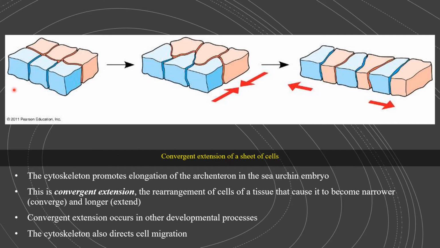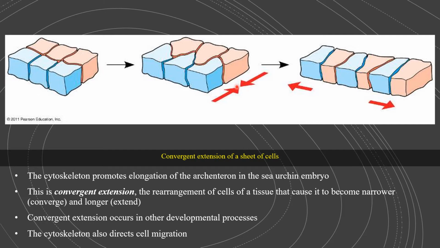Okay, so from a short type of cell, what happens is that there's a convergent extension, and eventually the arrangement of cells makes it narrower and longer. So instead of the cells stuck together, they eventually become the same length and size at the end of the process. So convergent extensions occur in the developmental process, and the cytoskeleton also directs the cell migration.